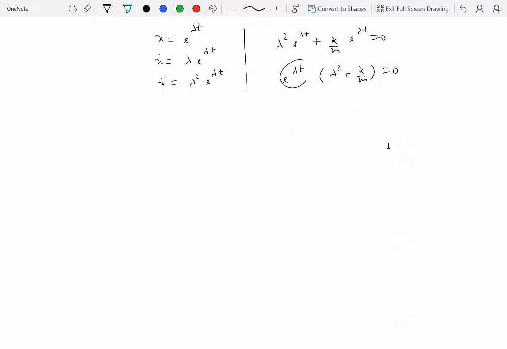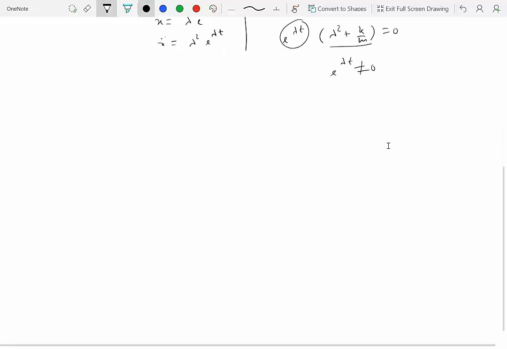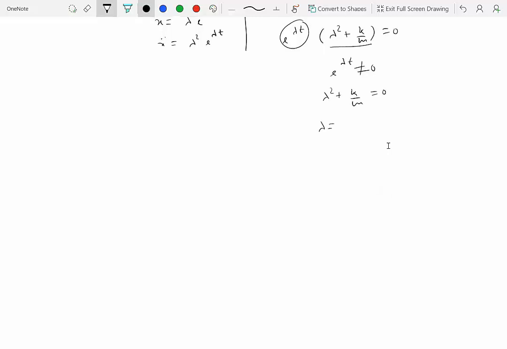Now, of course, e to the power lambda t cannot be equal to 0, because if that were the case, then we will get a trivial solution, which means that this should be equal to 0. So lambda squared plus k over m is equal to 0, and that gives you lambda as plus or minus i square root of k over m, where i is the iota defined as i squared equal to minus 1.